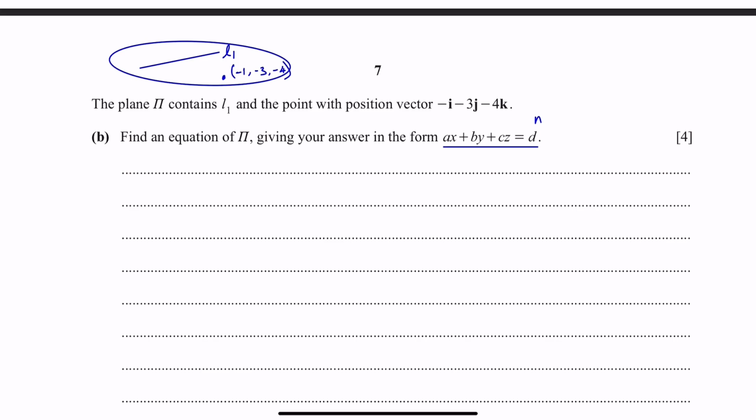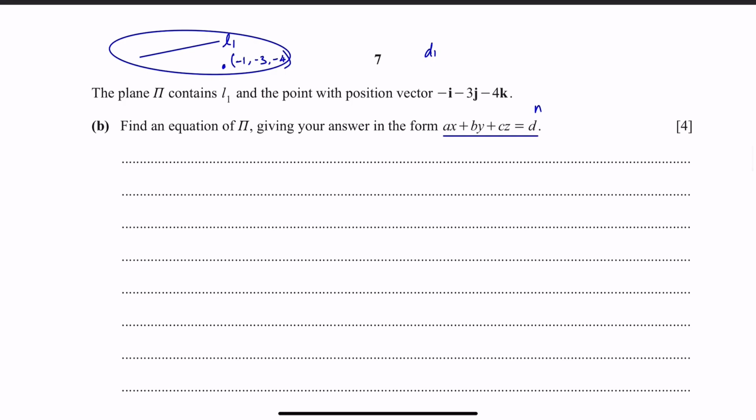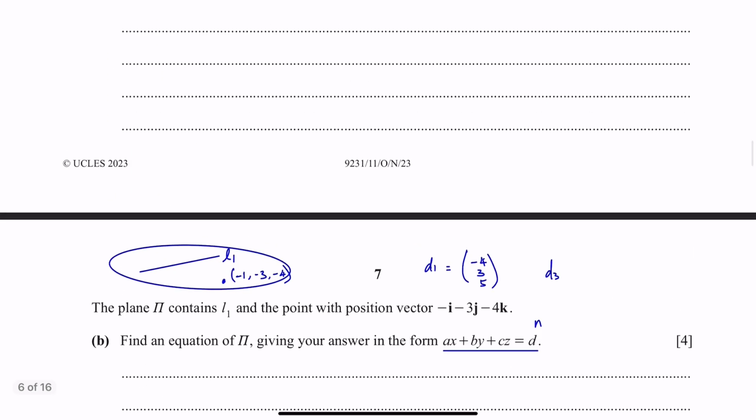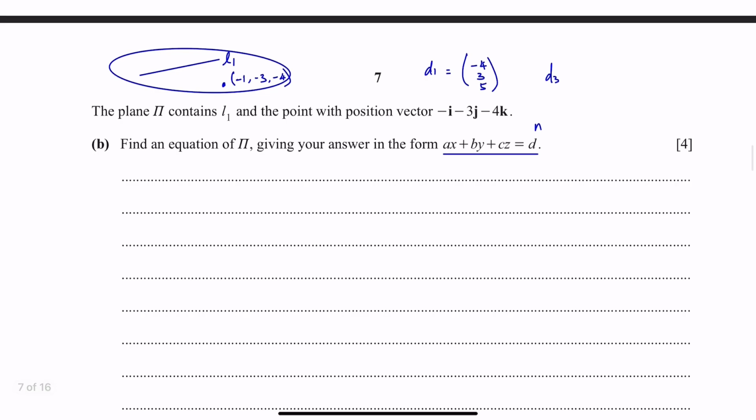We have one directional vector from L1, which is the directional vector of L1, -4, 3, and 5. Now we need another directional vector. Let's call it D3, because D2 is already used here. To avoid the confusion, we will use D3 as the other directional vector.